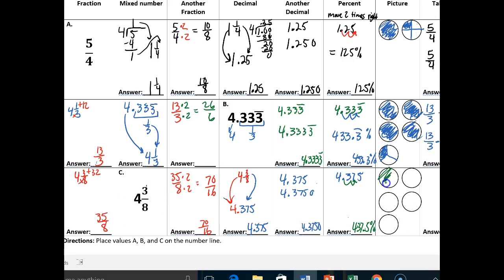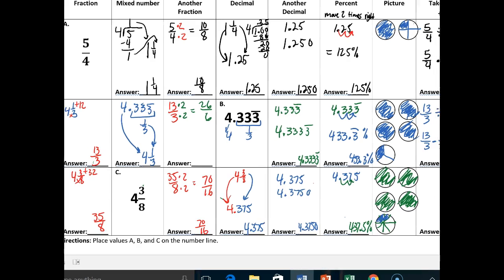4 holes: 1 hole, 2 holes, 3 holes, 4 holes. Now, I'm not quite sure how to draw this, but I'll do my best. I'll draw fourths, 1/4, 2/4, 3/4. And I'll just do it again. Right, and there you go. I got it into eighths, and I just want to color in 3 of them. So 1, 2, and 3. 3/8, 4 3/8.